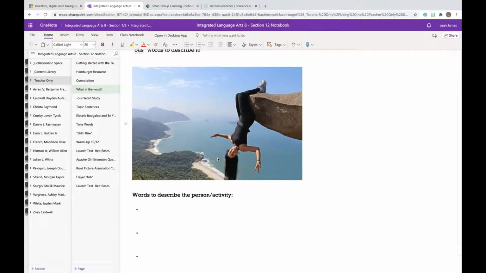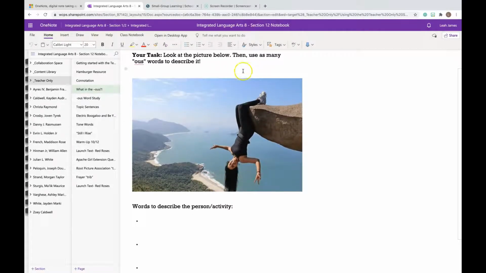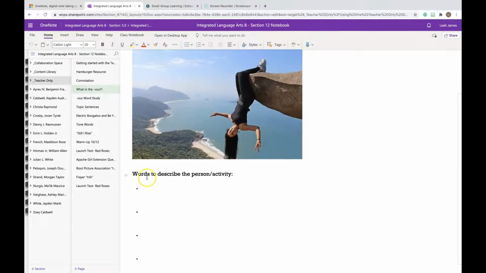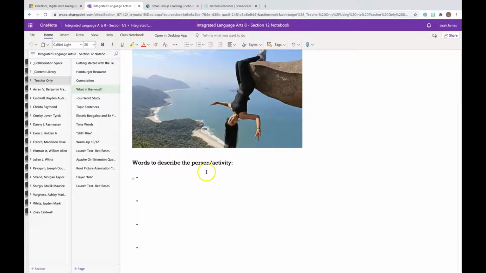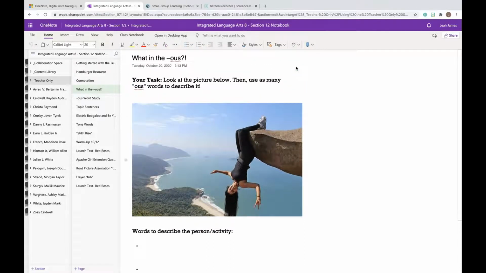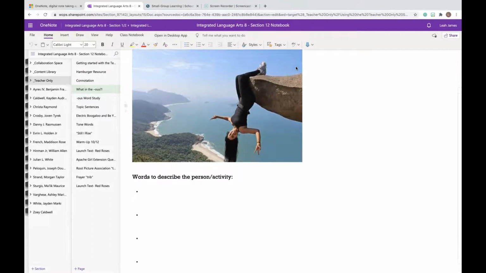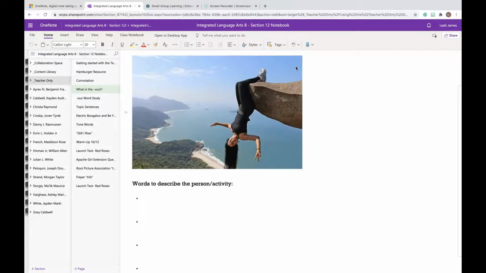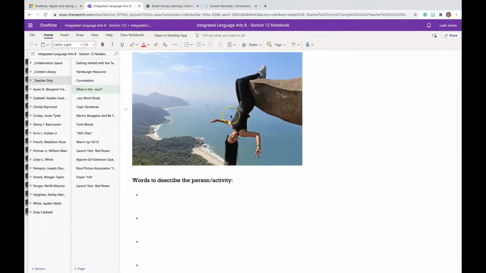So you can ask, what is this person full of? What is this picture full of? What is this activity full of? What is this rock full of? So you're going to use those OUS words to describe the person or the activity, her hanging off of a rock with just her two legs, okay? So go ahead and pause this video here and get your OUS vocabulary done.